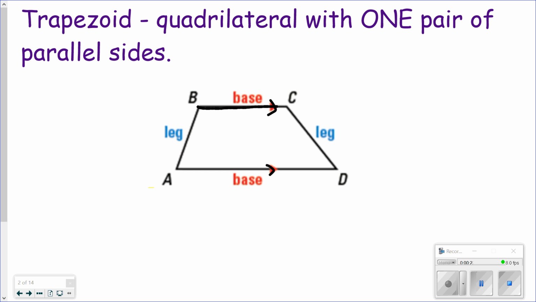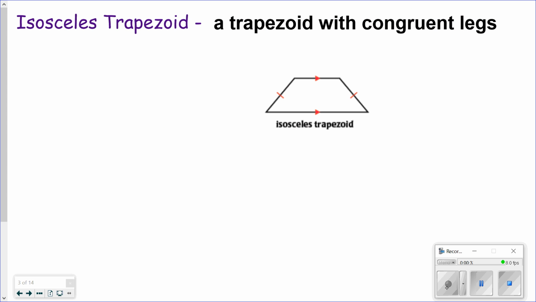The two parallel lines are called the bases. So we have a base here and a base here. The other two sides that are not parallel are called the legs. An isosceles trapezoid. An isosceles trapezoid is a trapezoid with congruent legs. So here are our legs, and we see with those tick marks that those two legs are the same length.